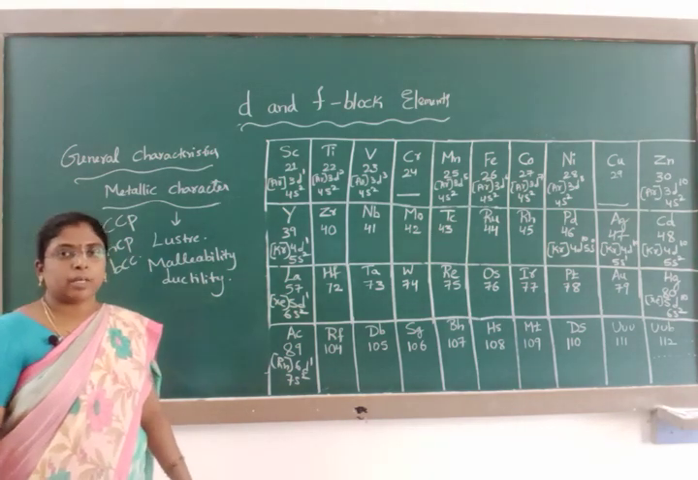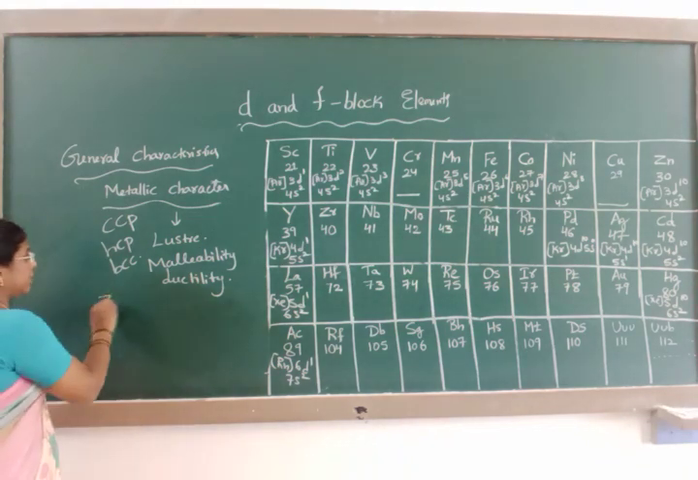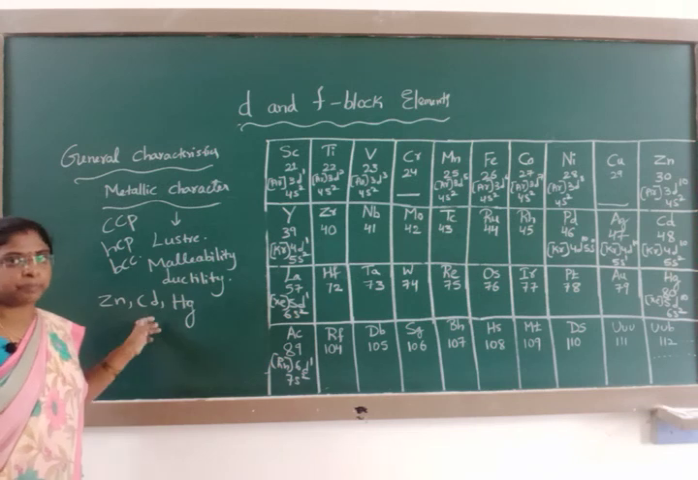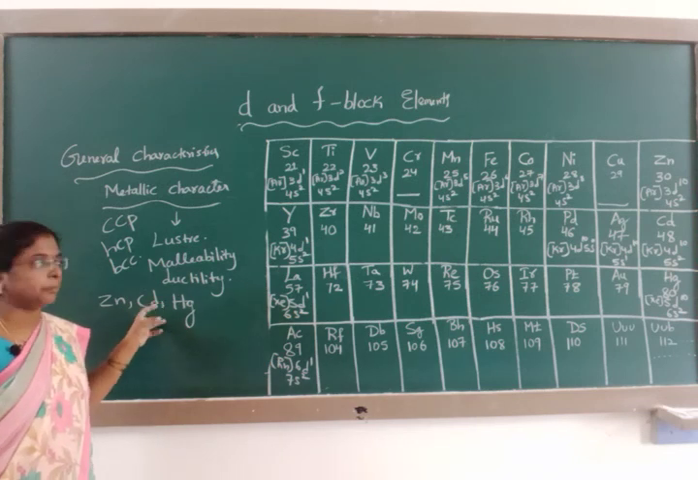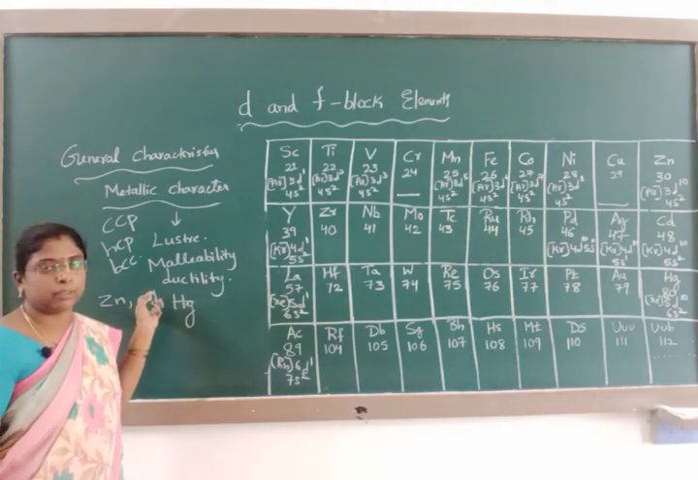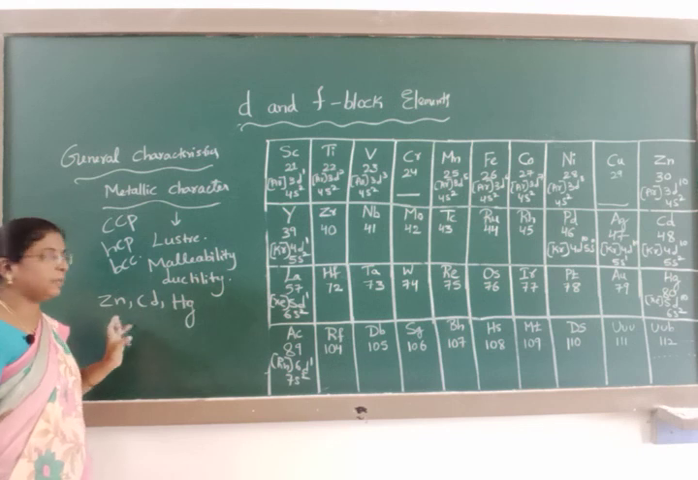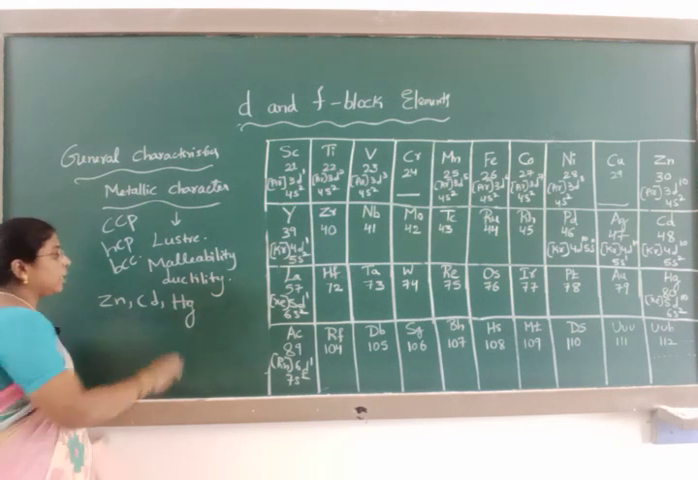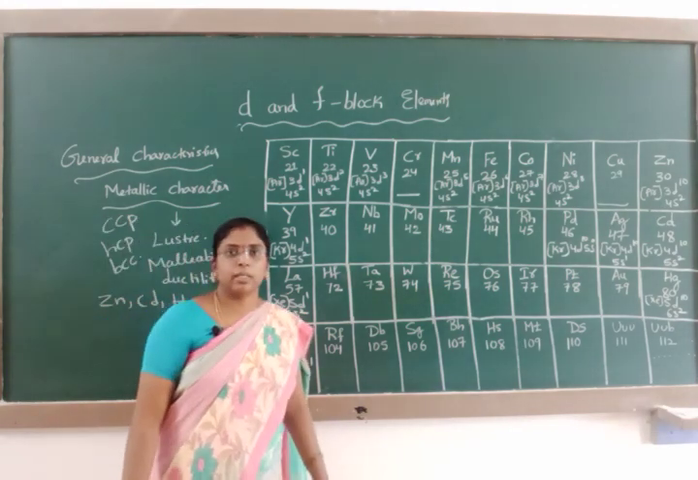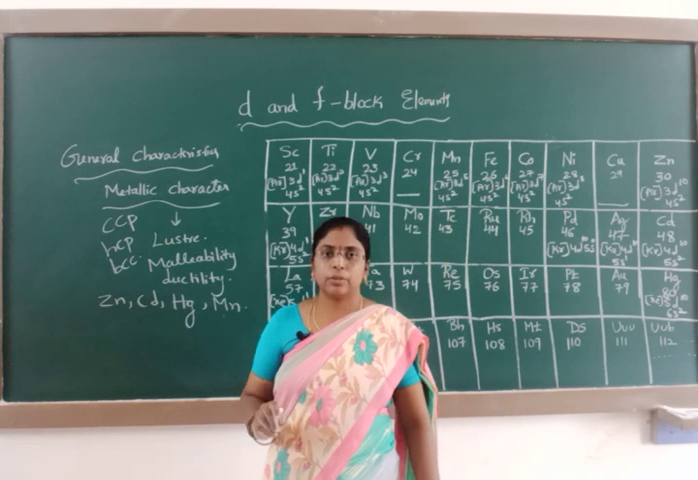All the elements do not have these metallic lattices, except a few elements, that is zinc, cadmium, mercury. They do not exhibit these metallic characters because they have completely filled d orbitals. To exhibit metallic character, they should have either vacant orbitals or partially filled orbitals. Along with that, manganese also does not have a specific metallic structure, because it has more than one metallic structure.